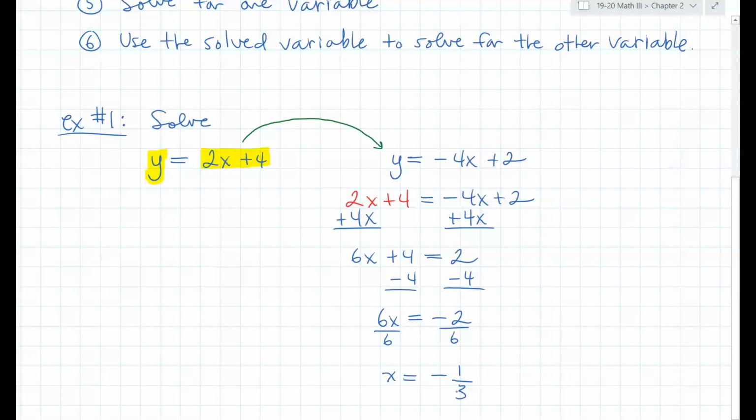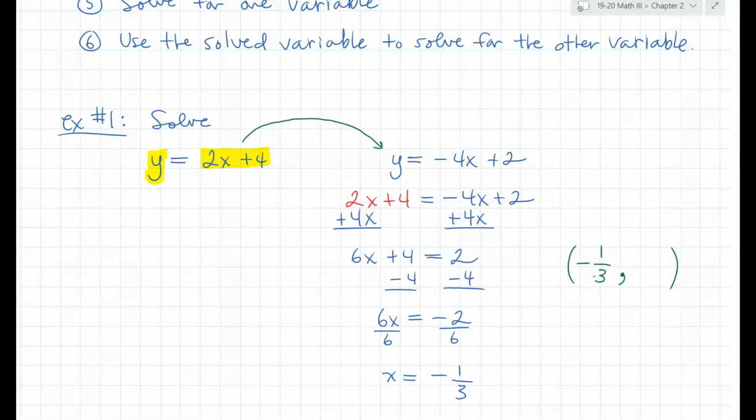Notice I solved for one answer. So what I'm going to do is put part of my answer here. My answer should be a point, so I'm going to put negative 1/3. That's my x value. There it is. Negative 1/3. But I still need my y value.